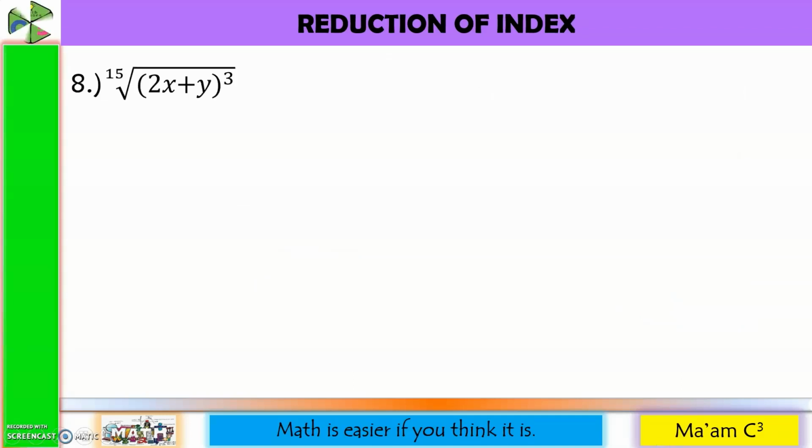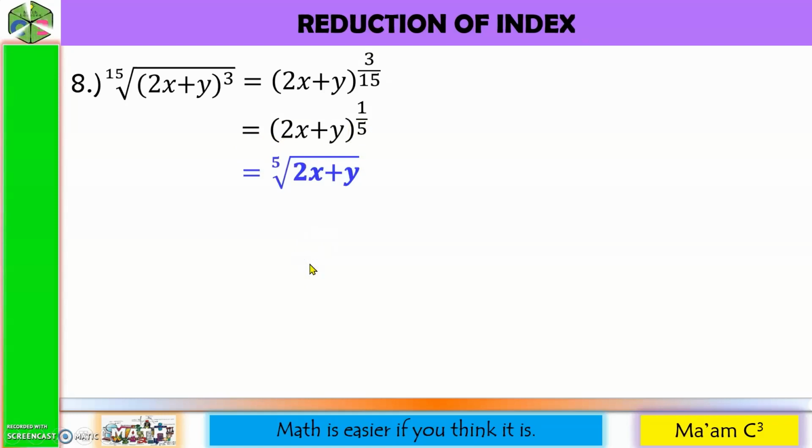Let's continue. Number 8, 15th root of the quantity 2x plus y cubed. So what will happen here? Let's convert this to exponential form. So this is the quantity 2x plus y raised to 3 over 15. And then let us express 3 over 15 in lowest terms, and this is 1 over 5. So the quantity 2x plus y raised to 1 over 5. Let us now convert this to radical form. 5 will become the index. So the fifth root of 2x plus y.